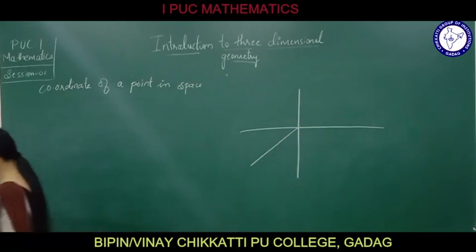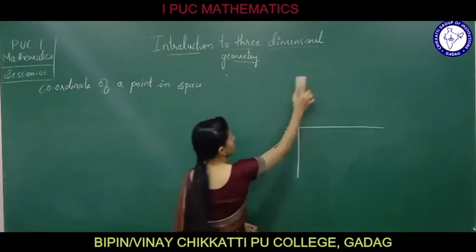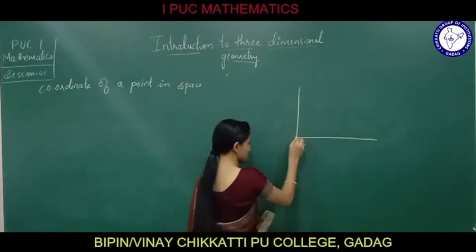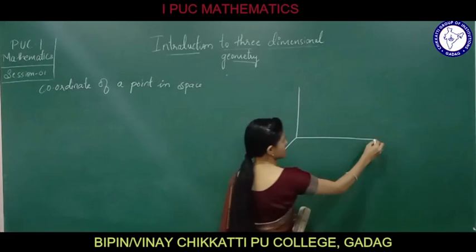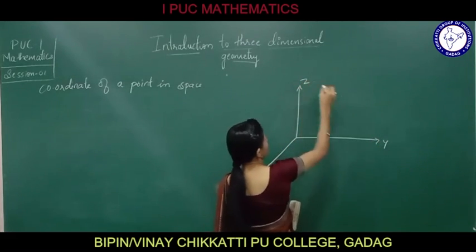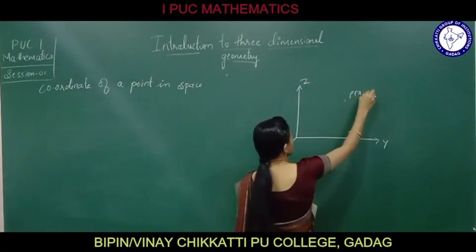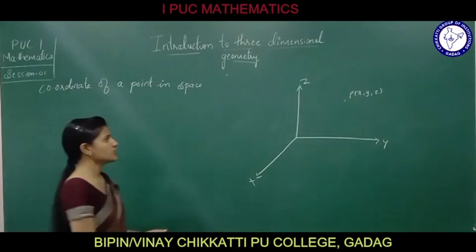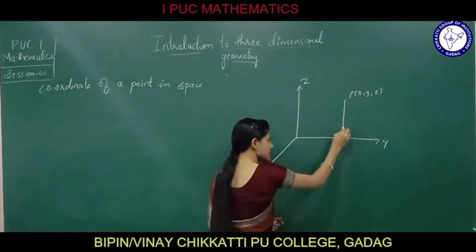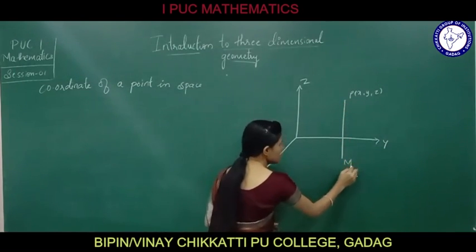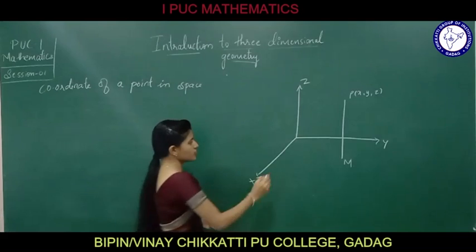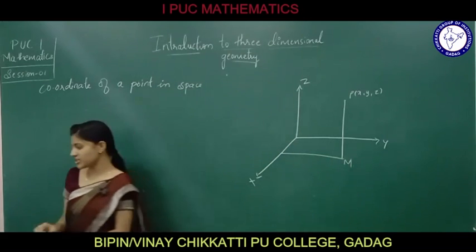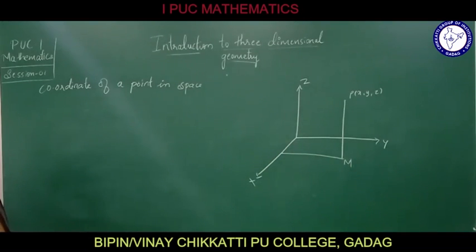So this is what we are going to get, or better, we shall draw a simple figure. Let this be Z, Y and X. We have any point P of X, Y, Z and we want to find its position. How are we going to do it? We draw one line parallel to the Z axis. Let the foot of this line be M. Now we join it, and then we are going to get X, Y and Z.